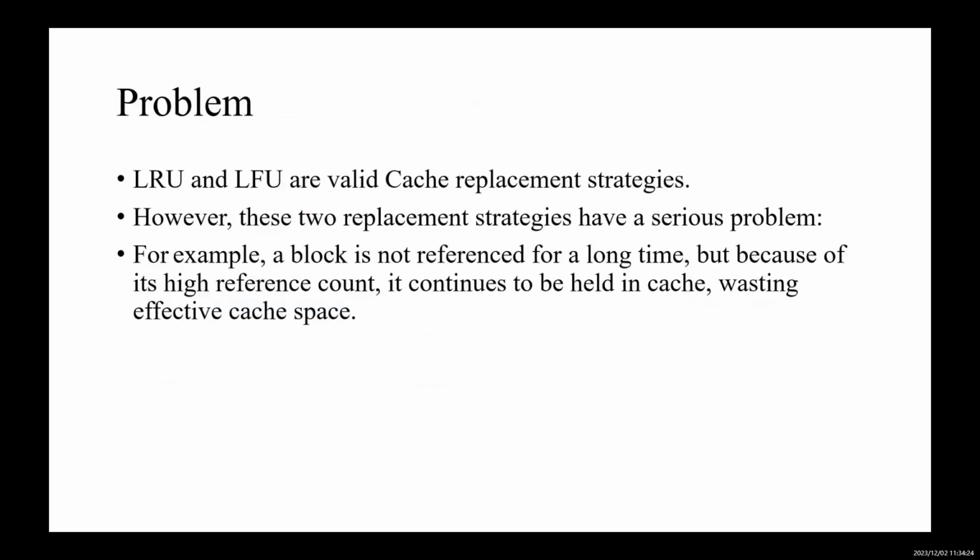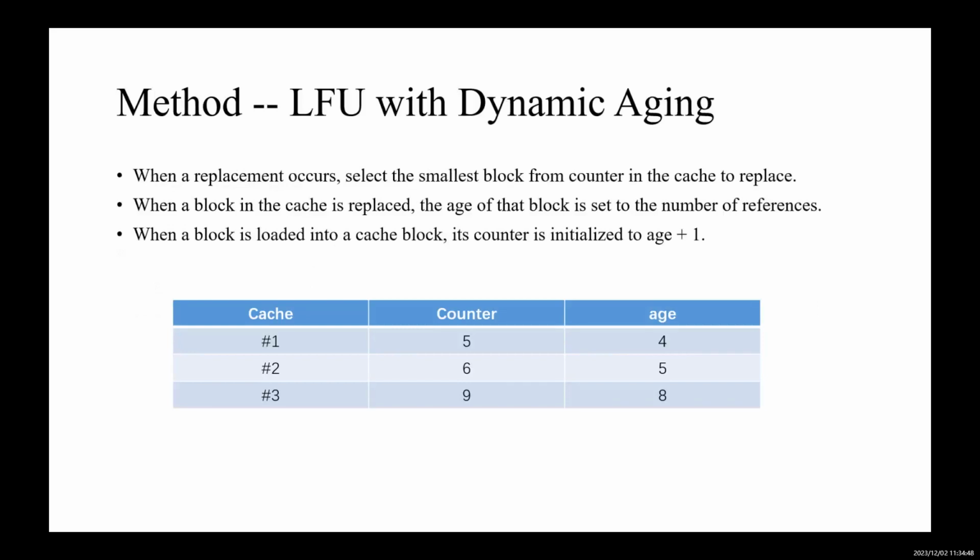In general, LRU and LFU algorithms can have good performance, but in extreme cases, they can be problematic. For example, a block is not referenced for a long time, but because of its high reference count, it continues to be held in the cache, wasting effective cache space. So how to solve the problem in this extreme case?